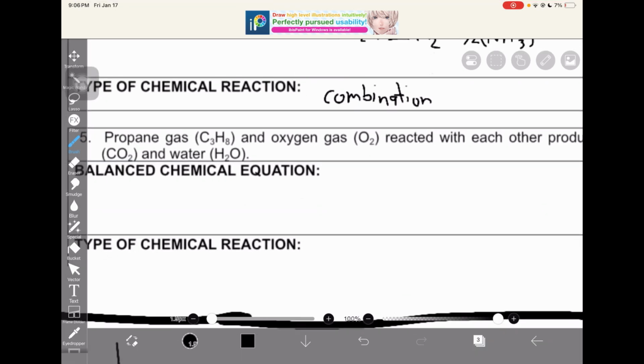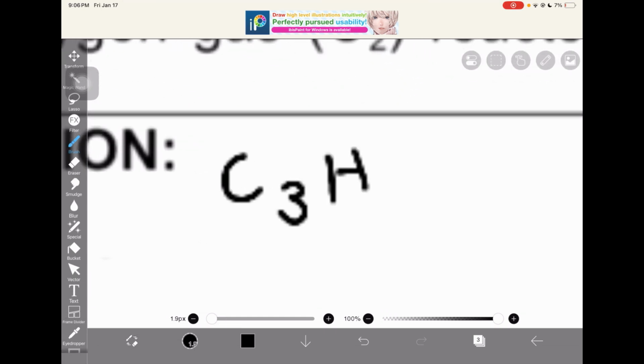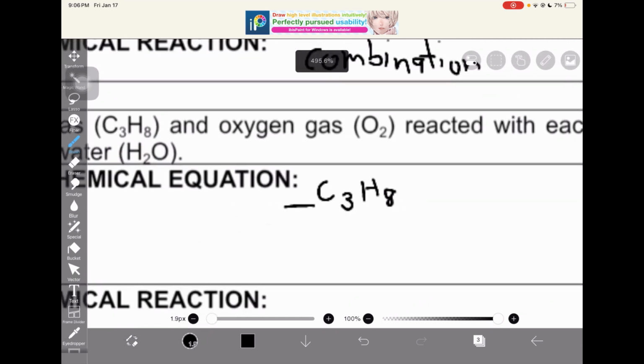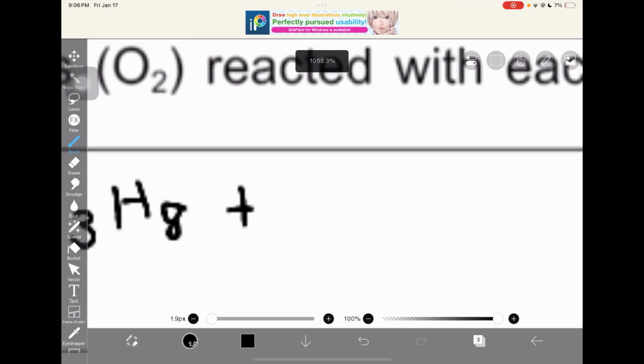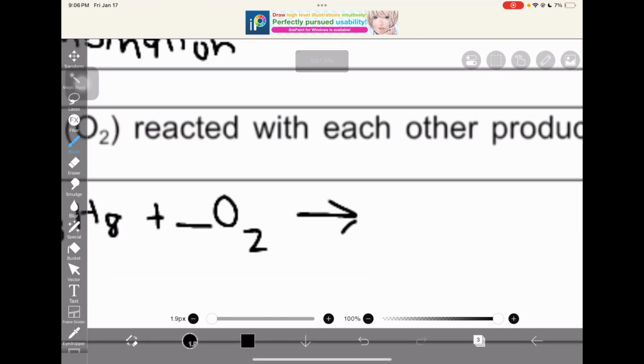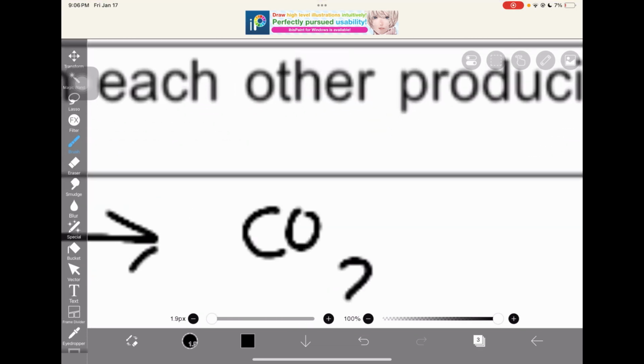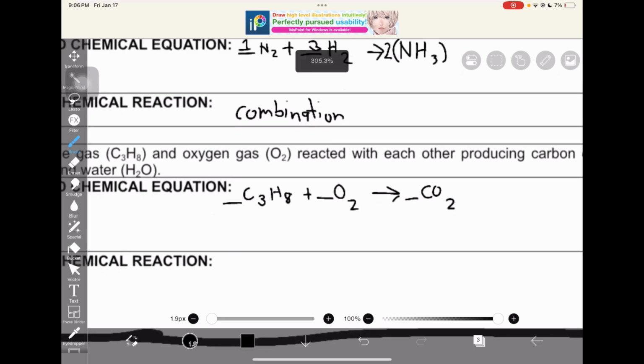Anyway, propane gas, C3H8, make sure to put the blank, and oxygen gas, blank O2, reacted with each other, producing CO2 and H2O.